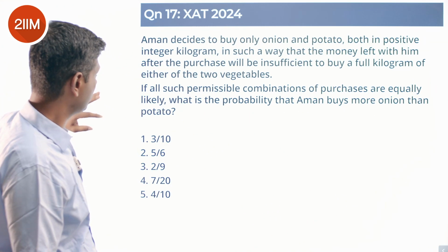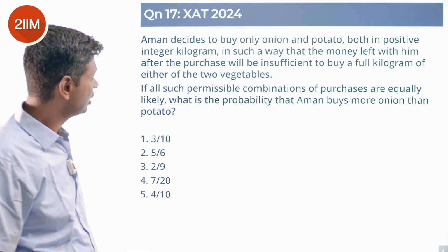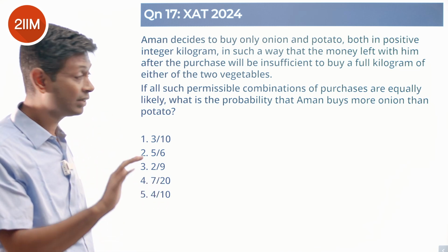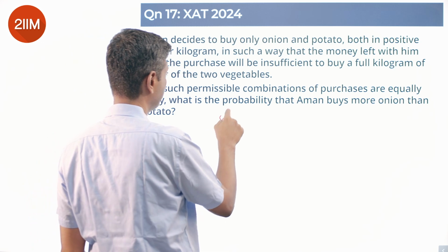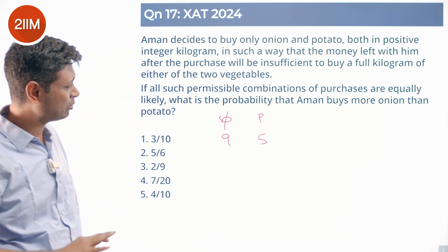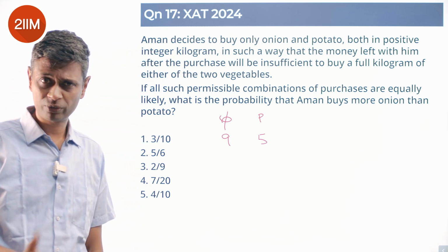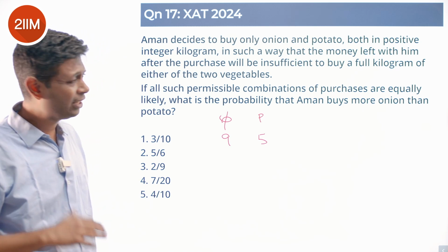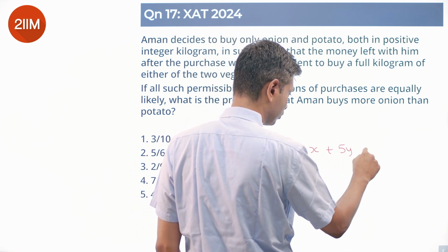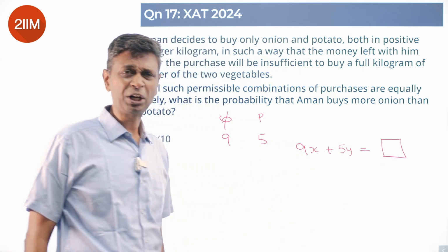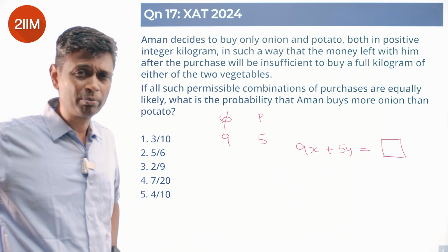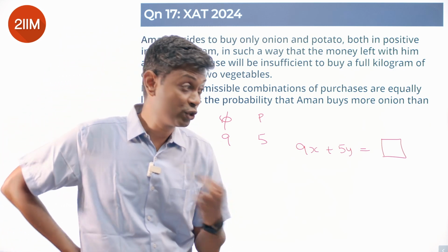Nice. Aman decides to buy only onion and potato, both in positive integer kilogram, in such a way that the money left with him after the purchase will be insufficient to buy a full kilogram of either of these two vegetables. Fine. So onion price is 9, potato price is 5. And he is buying some number of onions and some number of potatoes. Right? The remaining money left with him, so 9x plus 5y is what he spends. With the remaining money, he cannot buy a full kilogram of either of these two vegetables. He cannot buy 1 kg of onion, he cannot buy even 1 kg of potato, which is cheaper.